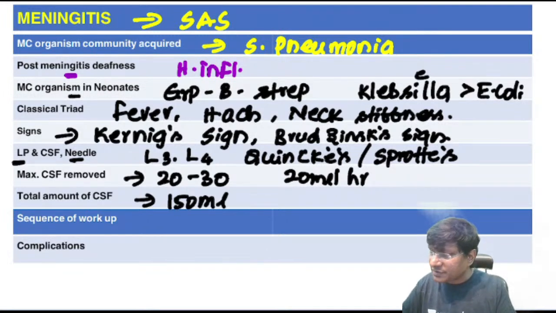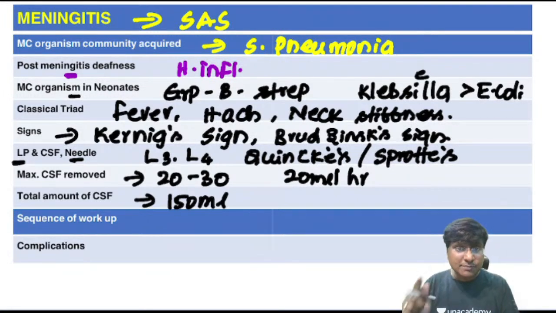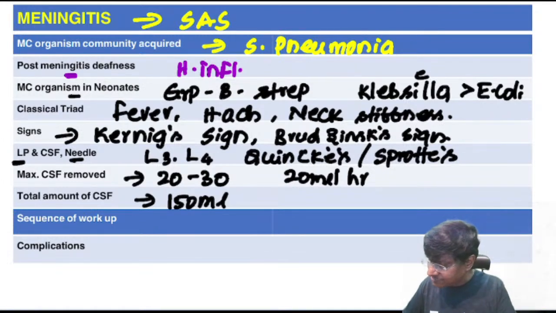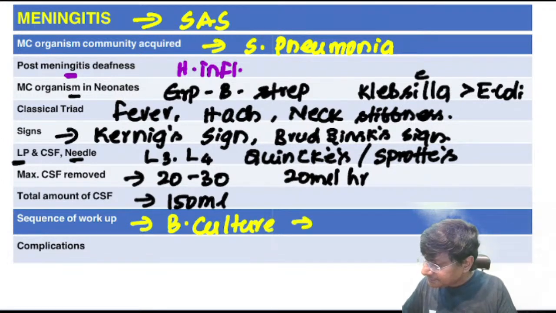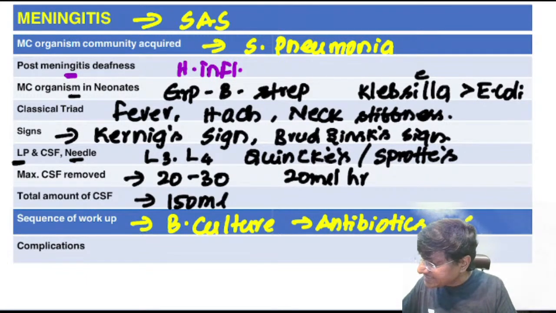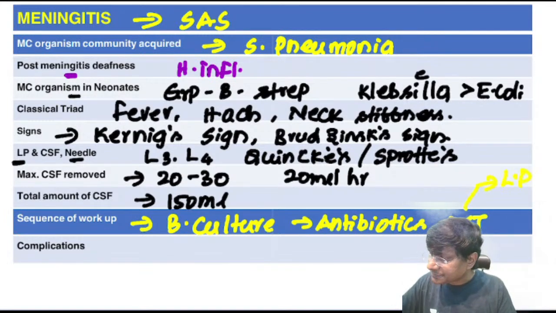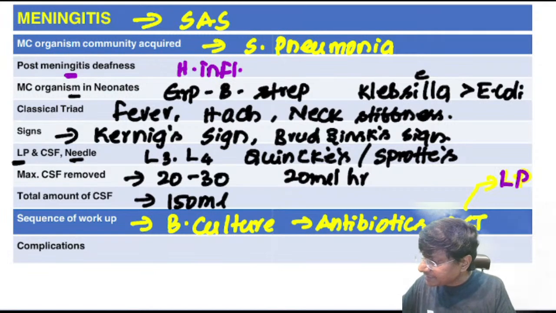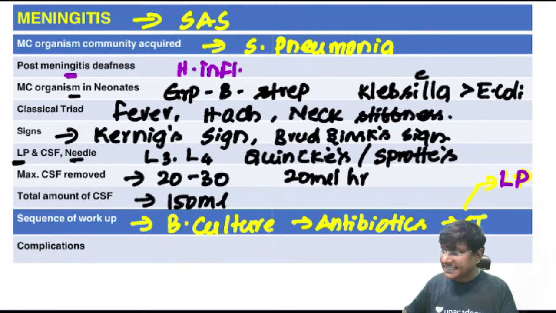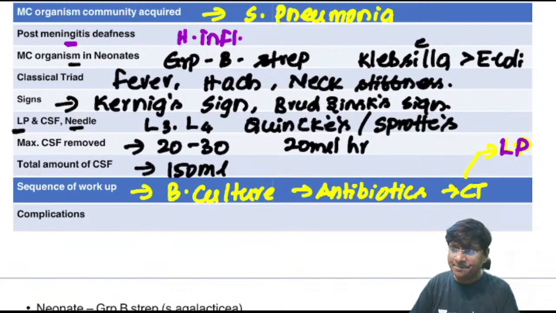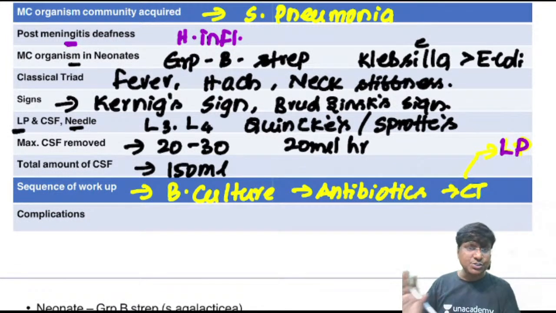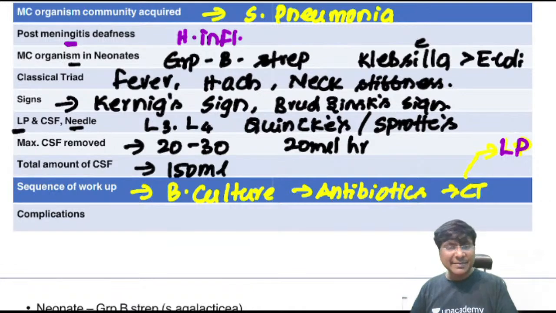Now, what is the sequence of the workup that you have to do in this patient? First and foremost, you have to advise taking the blood culture, then give empirical antibiotic, then do a CT scan, then you can plan for the lumbar puncture. Okay, so this will be the sequence of the workup in patients with meningitis.